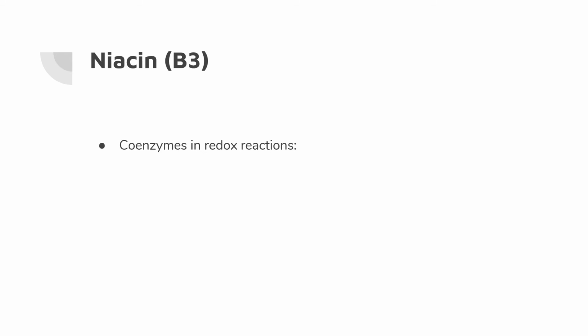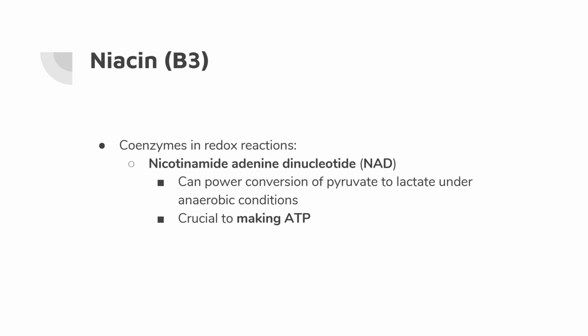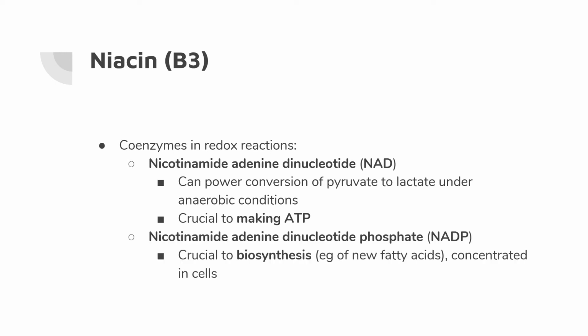All right, number 3, niacin. This is vitamin B3. Again, plays a role in redox reactions. In particular, we see nicotinamide adenine dinucleotide, which is NAD. This helps in catabolic processes where we're making ATP, and in particular, it can help convert pyruvate to lactate when we're in anaerobic conditions. And then we have nicotinamide adenine dinucleotide phosphate, NADP, and this is crucial for biosynthesis, so making molecules like new fatty acids.